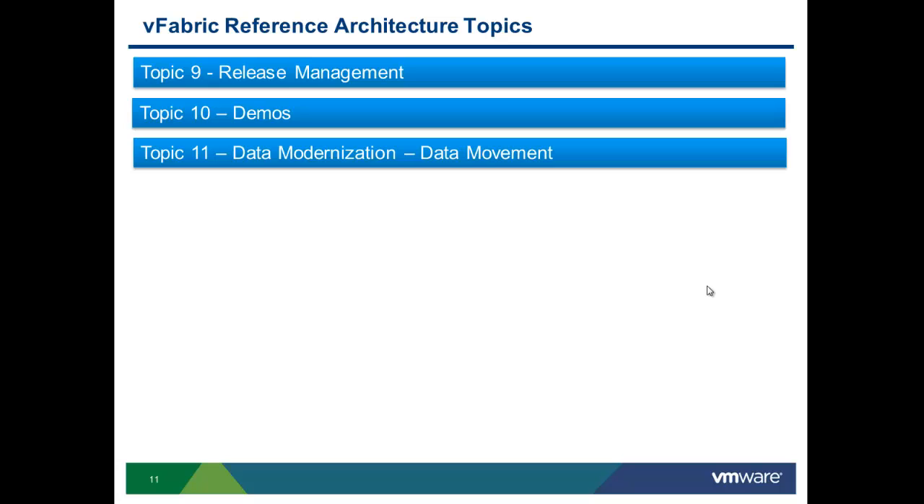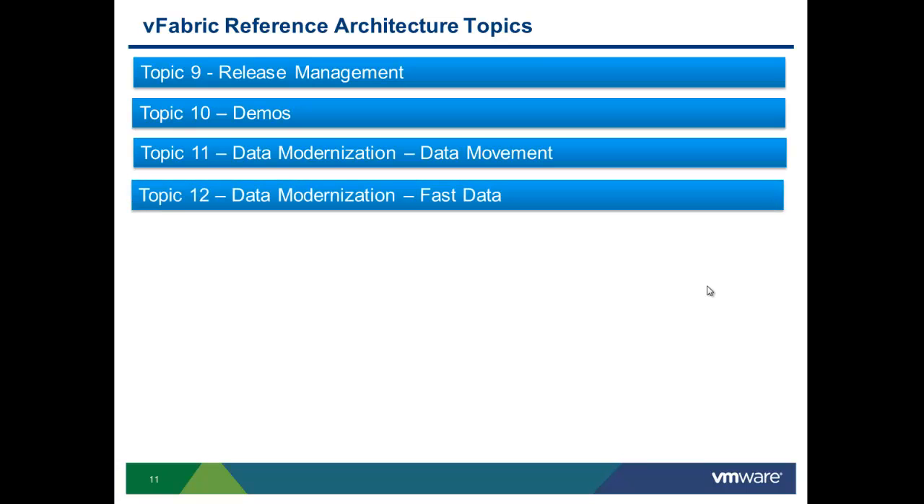Topic 11 is data modernization and data movement, showing how you can move data between two Postgres instances in a horizontally scalable manner by leveraging Spring Batch and a load balancer layer. Topic 12 is data modernization through fast data design patterns that are implemented in vFabric SQL.